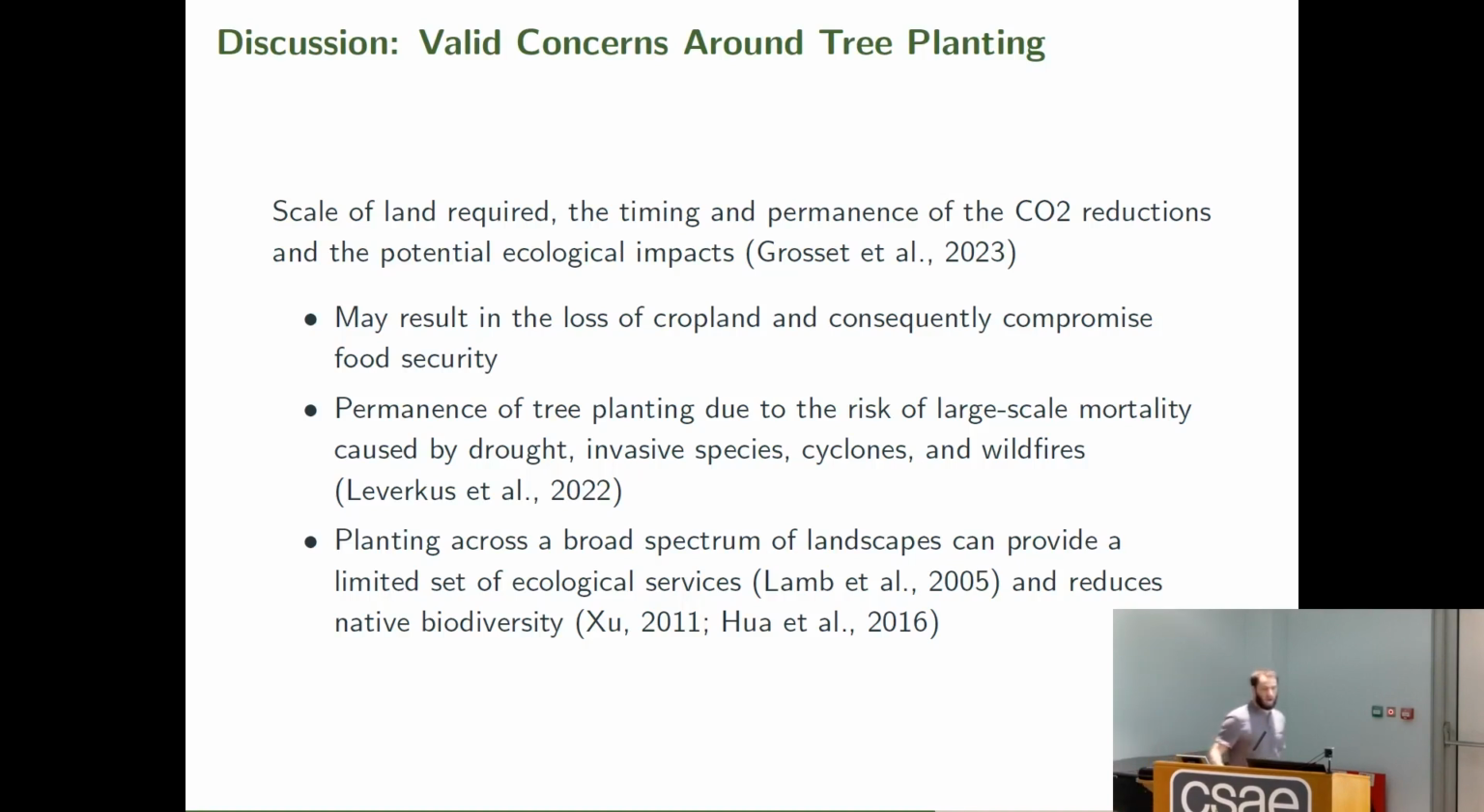Okay, so to conclude, there's valid concerns around tree planting. I don't know if there's any ecologists in here, but there's the scale of land that's required, the timing and permanence of CO2 reductions, and there's potential ecological impacts that can come from tree planting. Some other work that we're working on is whether this is changing cropland and production, so food production. There's also a lot of questions about permanence, so whether these tree plantings will last indefinitely. Okay.